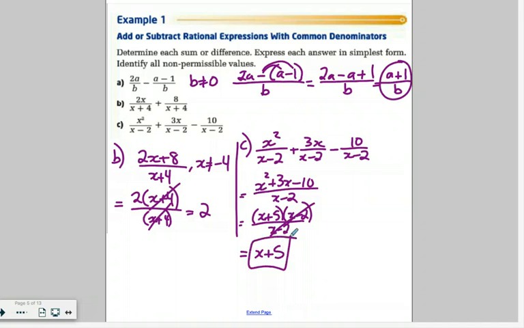Okay? And once again, my non-permissible values would have come from the beginning, such that x cannot equal 2, because it would cause division by 0 up at the beginning. Okay? It doesn't matter if, when you simplify it, there's nothing left in the denominator or you canceled out a term. The non-permissible values need to be stated from the beginning.